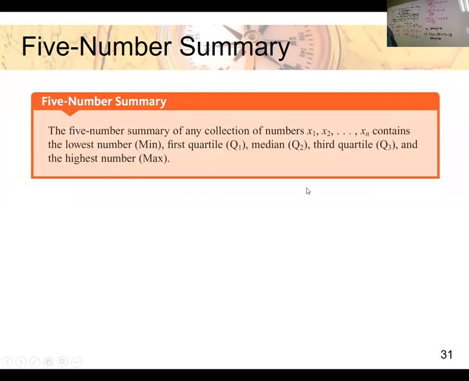And that's the orange box for the 5-number summary. It contains the lowest number, which is the minimum, the first quartile, Q1, the second quartile, Q2, or the median, the third quartile, Q3, and the highest number, the maximum.